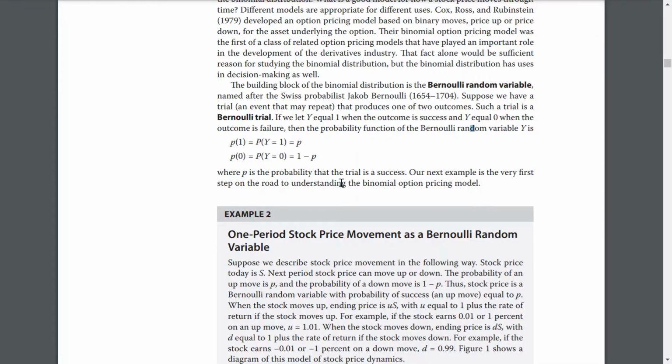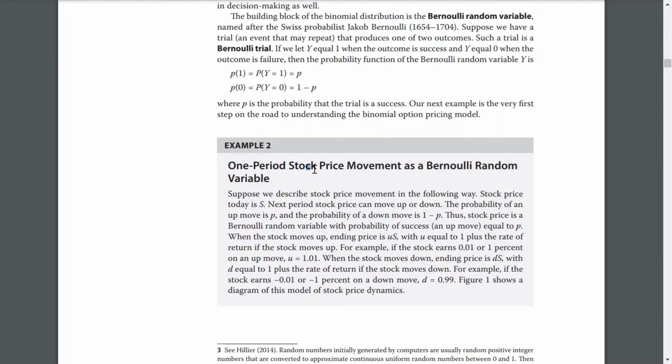If we let Y equal 1 when the outcome is success, and Y equals 0 when the outcome is a failure, then the probability function of the Bernoulli random variable Y is: the probability of 1, which is success, is equal to p. The probability of failure, or 0, is equal to 1 minus p, because you can only have two results, as the name binomial suggests, where p is the probability of success in a trial.